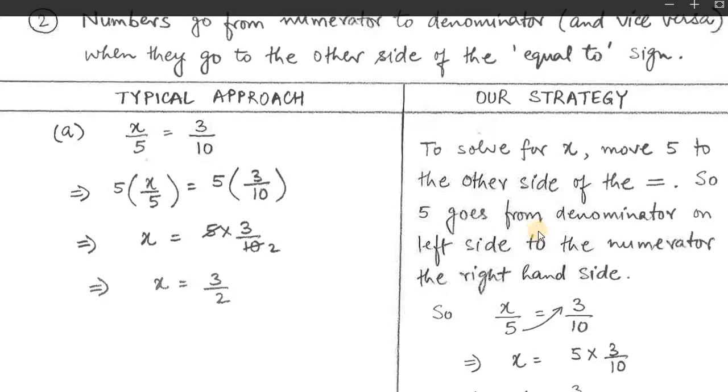Now, the strategy is that you want to solve for x. So you want to get rid of anything else which is on the left hand side where x is. So when you move 5 to the right hand side, since 5 is in the denominator, when it goes on the other side of the equal sign, it moves to the numerator, it moves up. So you're left with x equals 3 times 5 over 10, which is what I'm showing here. This was the question. You need to solve for x. 5 just moves up and you get your answer.